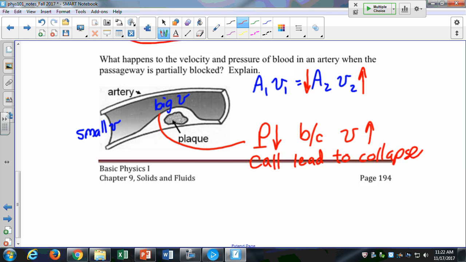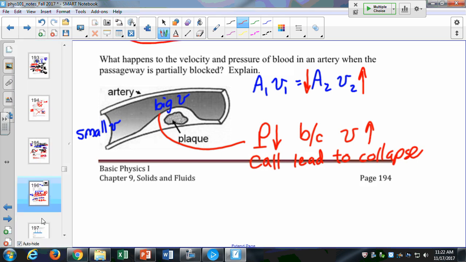All right, let's do a problem. Let's see, I think we have one in the workbook we'll do.